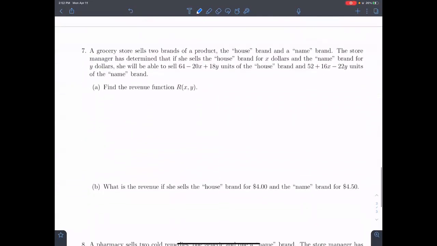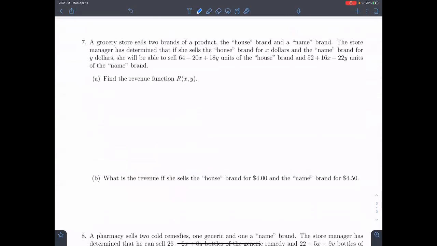So number 7, we have a grocery store that sells 2 brands of a product, the house brand or the store brand and a name brand. The store manager has determined that if she sells the house brand for X dollars and the name brand for Y dollars, she'll be able to sell 64 minus 20X plus 18Y units of house brand and 52 plus 16X minus 22Y units of the name brand. Find the revenue function R of X, Y.